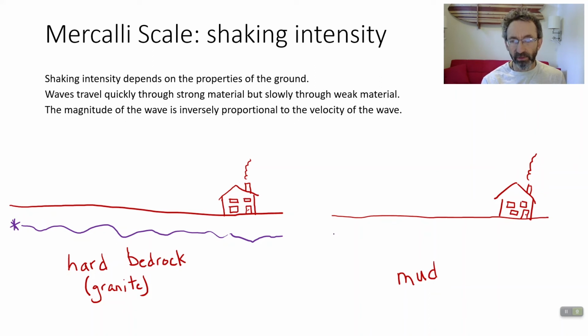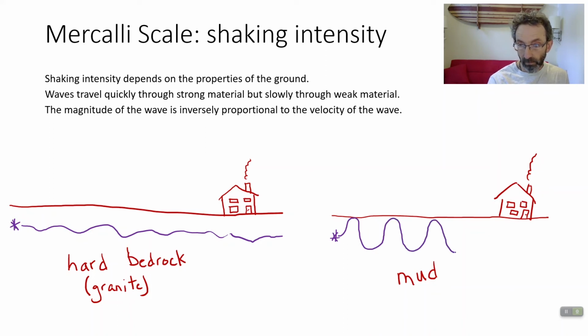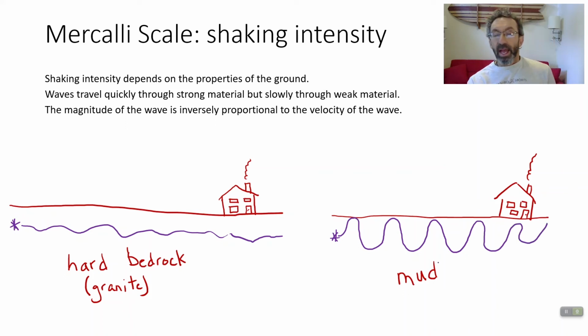Now let's look at the opposite situation where we have the seismic wave traveling through the mud. It's only going to travel very slowly through the mud, and as a result, the amplitude of the wave is going to be much higher. And so you can imagine then that with this amplitude of the wave much higher, shaking at the surface is going to be much greater than it was with the hard bedrock, with the granite.